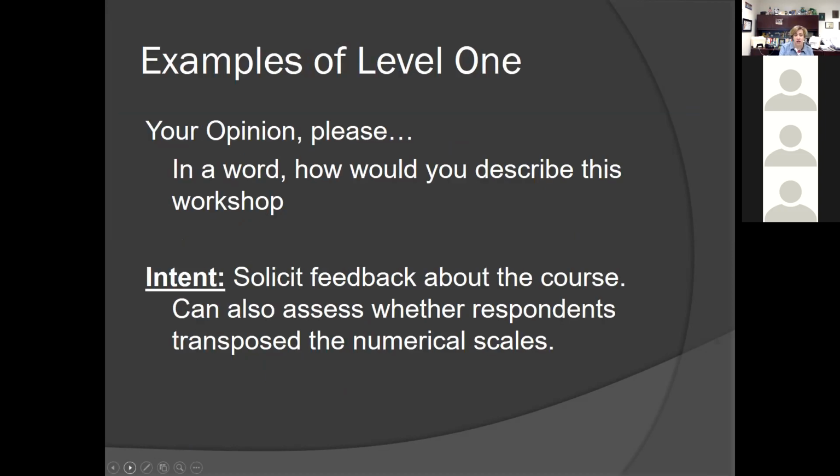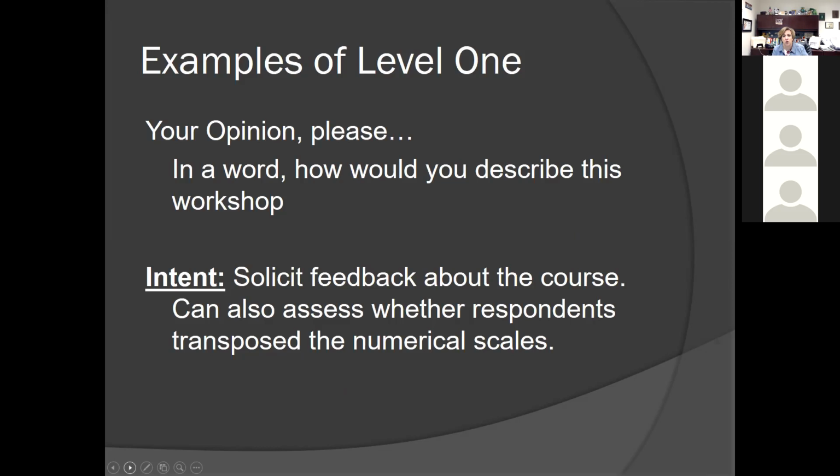So some examples, and I always think it's important to share examples. In a word, how would you describe this workshop? In one word, and that gets you some really cool feedback. The intent of that is to solicit feedback on the course. If you get boring, tired, just a variety, or if you get exciting, fun, those types of words, those are the types of things you learn.